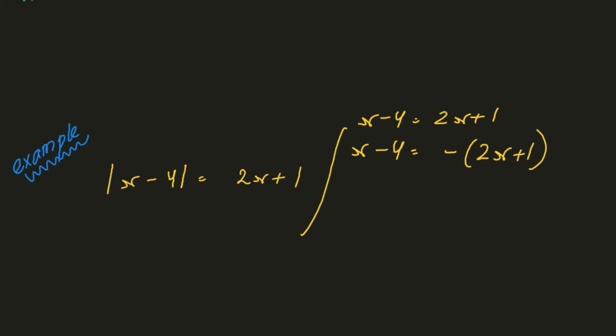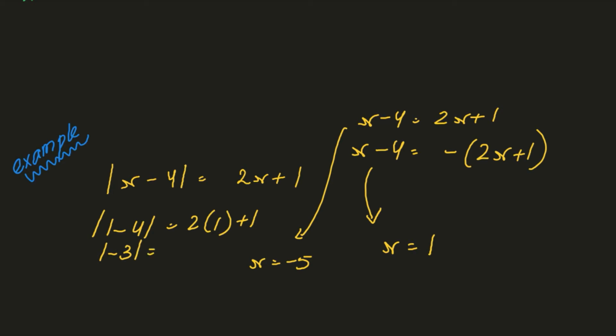So for both the possibilities, let's calculate the value of x. Here you are getting x as minus 5, and here you are getting x as 1. An important thing to do in such questions is also to input the value back into the equation, right? So first of all, let's input x is equal to 1. The modulus of 1 minus 4 is equal to 2 times 1 plus 1. Minus 3 modulus is equal to 3. So yes, this is true.